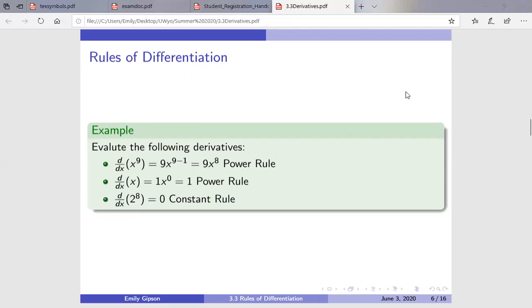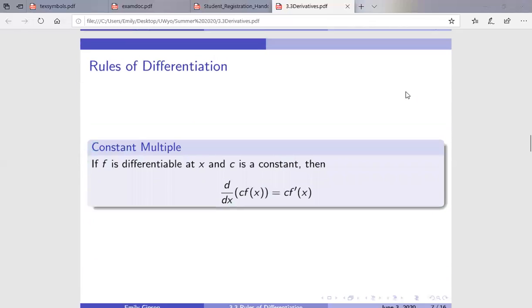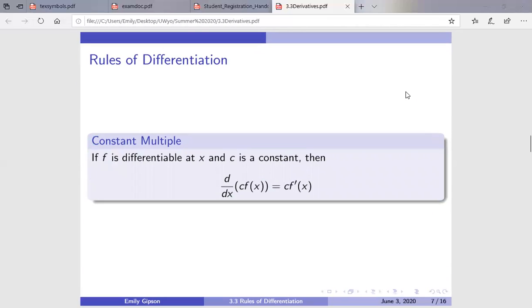Now, of course, you can probably see at the bottom of my screen that we're on slide 6 out of 16. There's got to be a bunch more rules. And indeed there are. So this one is called the constant multiple rule. So if we say that I've got a function f and it's differentiable at x and c is some constant value, then the derivative of c, my constant value, times f, my function, is the same as c times f prime of x, which is the same as d/dx of f of x.